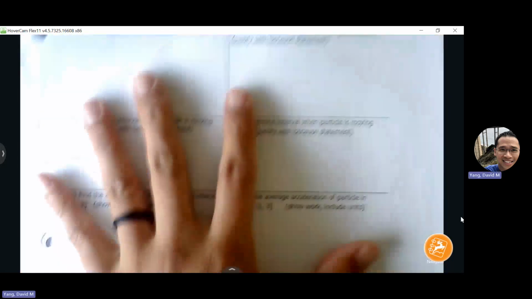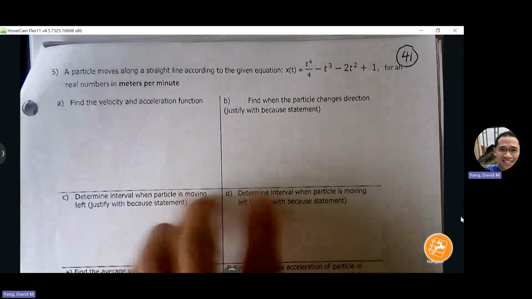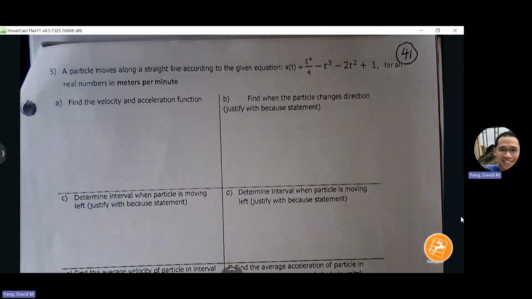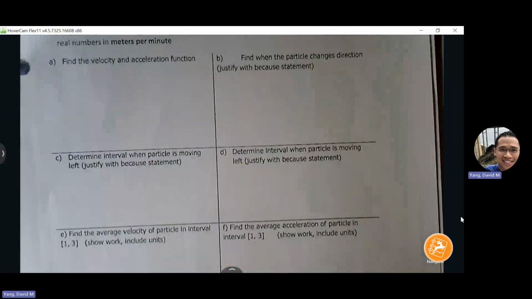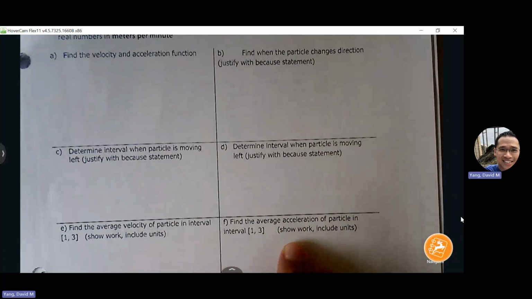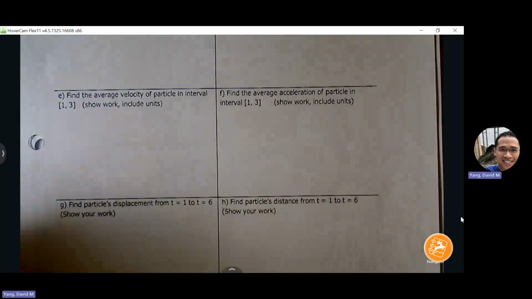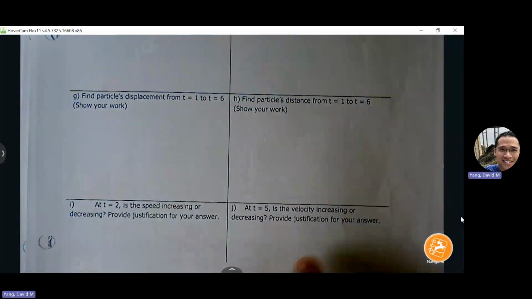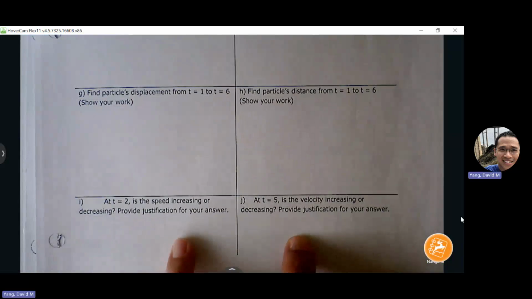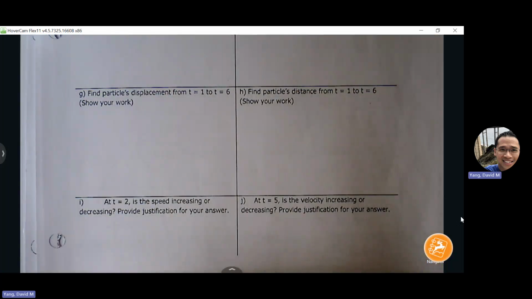And then finally, particle motion problem. Notice that all these things you've been asked about for the most part: finding average velocity, finding average acceleration, displacement, total distance, increasing speed, decreasing velocity. So make sure you clear up any misunderstandings from the particle motion portion on the quiz. Make sure you get that cleaned up, because you're going to see those again on the test.